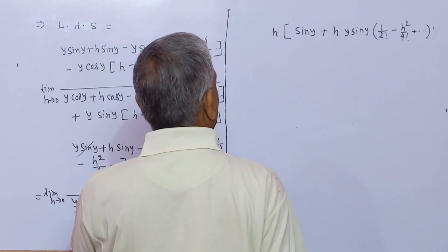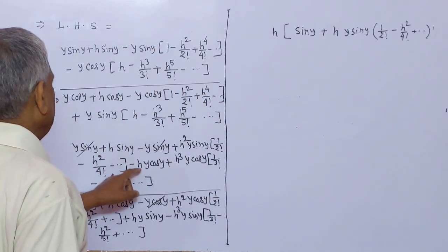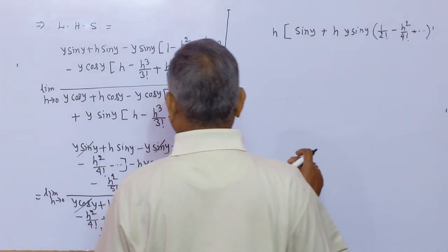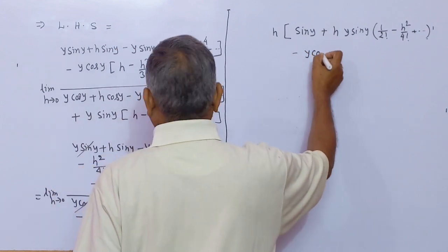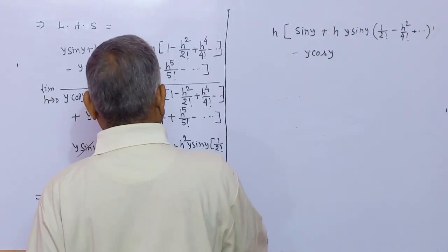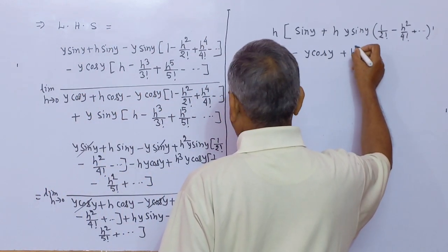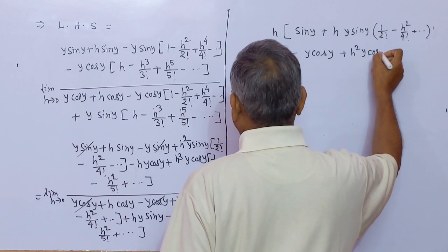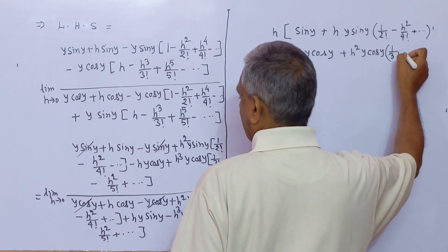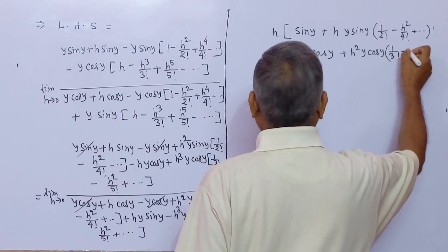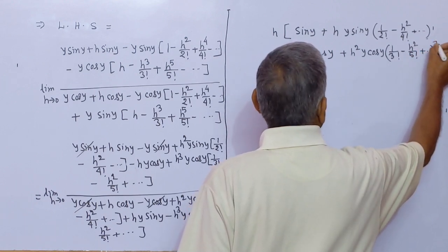And here we have h, we have already taken h common, so here remains minus y cos y, here remains h square y cos y (1 by factorial 3 minus h square by factorial 5 plus dot dot dot dot).